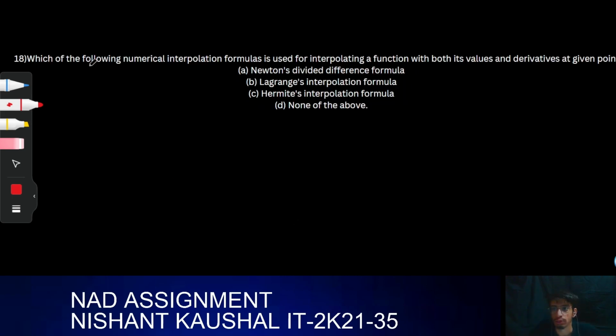Let us proceed to question number 18. Which of the following numerical interpolation formulas is used for interpolating a function with both its values and derivative at a given point? So it cannot be Newton divided formula, it cannot be Lagrange's interpolation formula. It is Hermite interpolation formula. So what is Hermite interpolation formula? It is nothing but the extension of Lagrange's interpolation, where we are given both its values and derivative at that given point, so that we could find more complicated and more complex answers. So it would be C, Hermite interpolation.